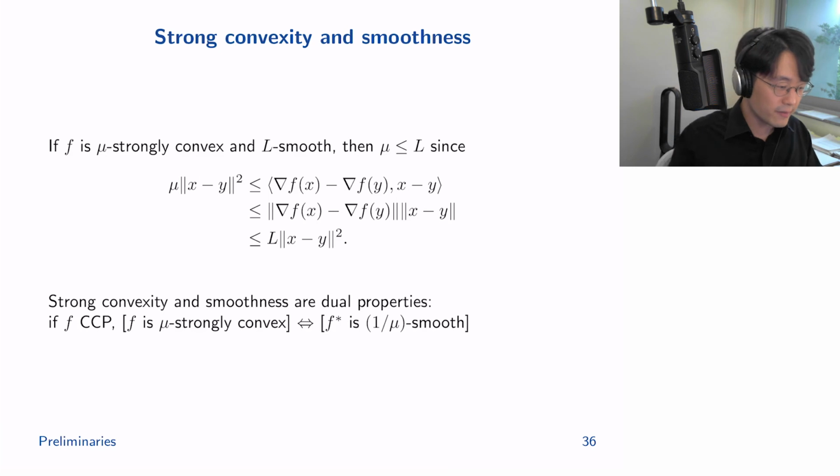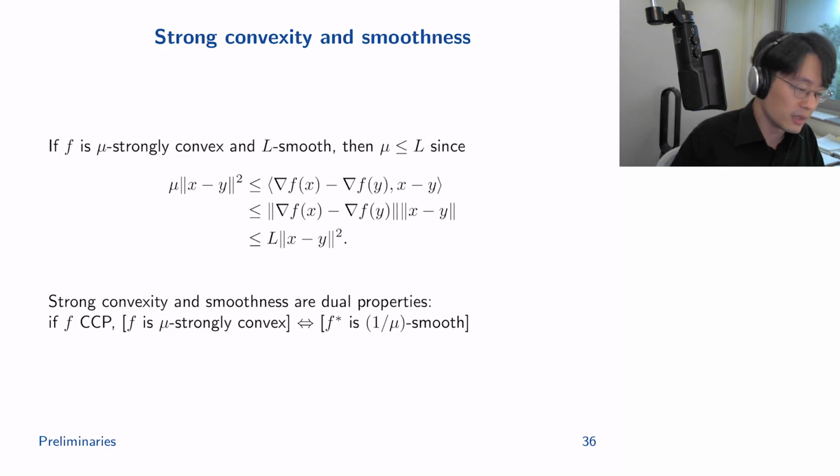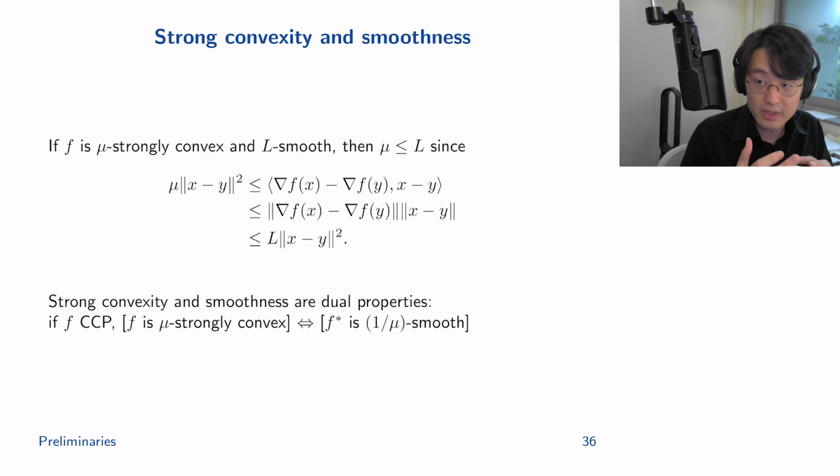So if a function is both strongly convex and L smooth at the same time, then we have the relationship mu less than or equal to L. Strong convexity and smoothness are dual properties in the following sense. If a function f is CCP, then the function f is mu strongly convex if and only if the conjugate function f star is 1 over mu smooth. So if f is strongly convex, then f star is smooth. If f star is smooth, then f is strongly convex.